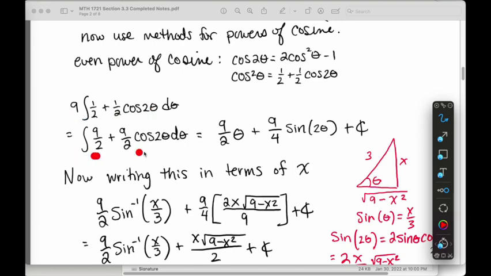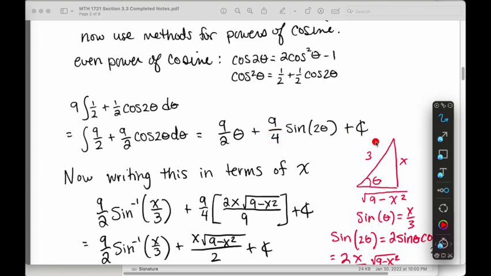And now when I integrate, I get 9/2 theta plus 9/2 sine 2 theta, and then using the chain rule in reverse, I have to divide by the derivative of this inner function, which is 2, and that's where this 4 comes in. It was 9/2 sine 2 theta, and then I have to divide by 2. So that's where this 4 comes from, and then I have the plus c.